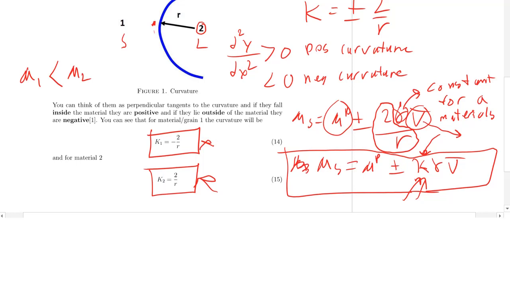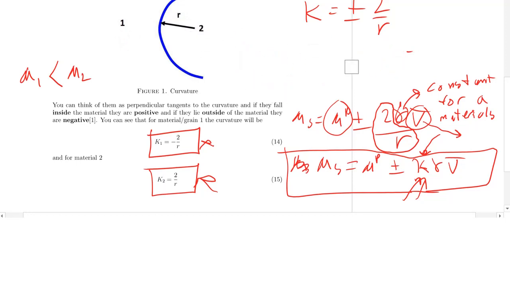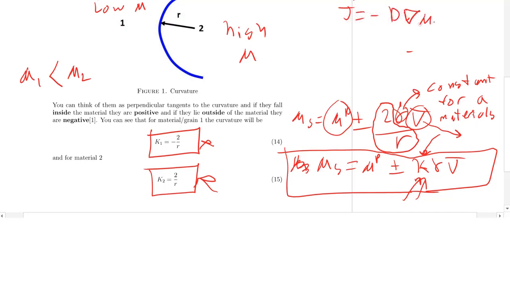So let me do a little bit of erasing. Here I've got high chemical potential, so high mu, and here I have low mu. So where are atoms going to flow? Same thing, right? Fick's first law, D times, you could even think of it as, grad chemical potential. We're going to flow from high to low. So atoms are going to flow across here.